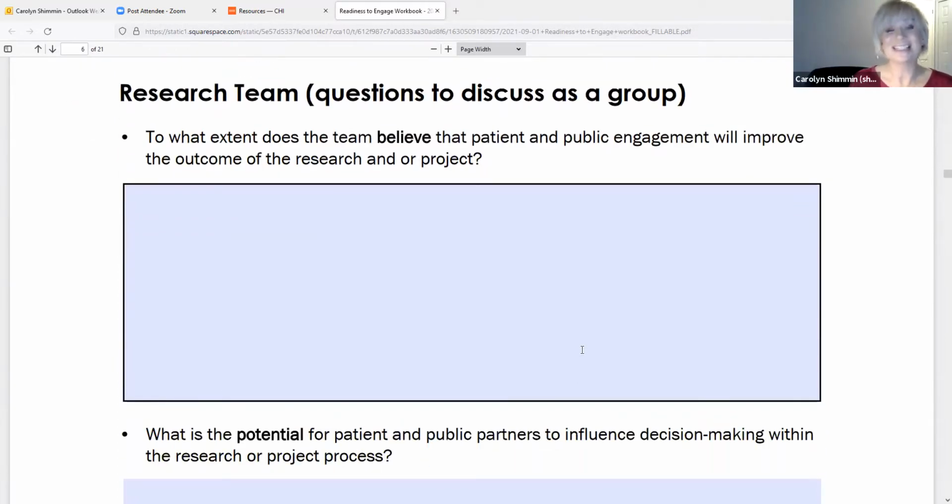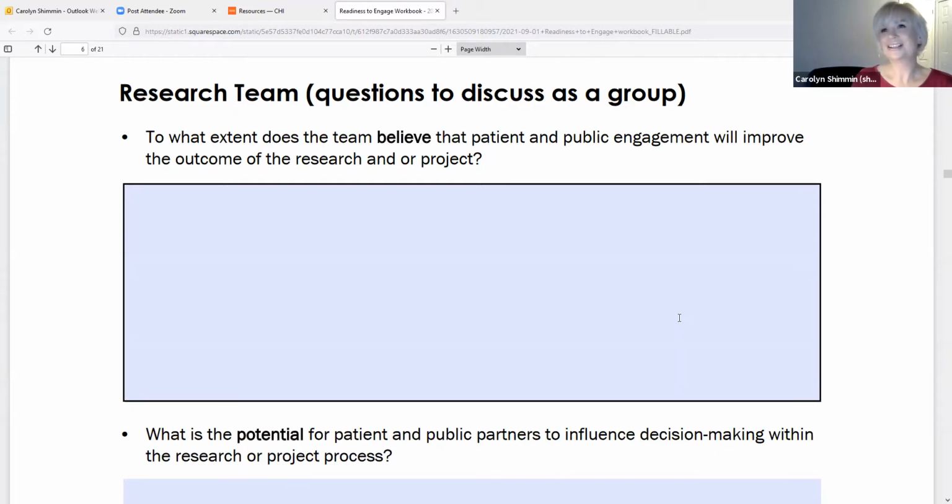We're now going into research teams, so questions that you can discuss as a group. And remember, these are all fillable, so you can put your thoughts and your perspectives and as a group, you can kind of record what your conversation has been about in this area. So to what extent does the team believe that engagement of people with lived experience will improve the outcome of the research and our project?